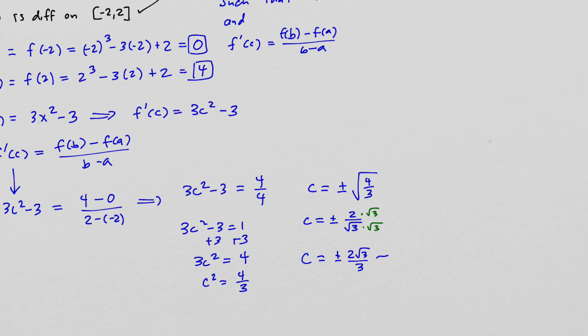And you could approximate these values to see that it's between -2 and 2. And these are approximately plus or minus 1.15. And both of those values are in between -2 and +2. So this is a case where we have two values that satisfy the mean value theorem.